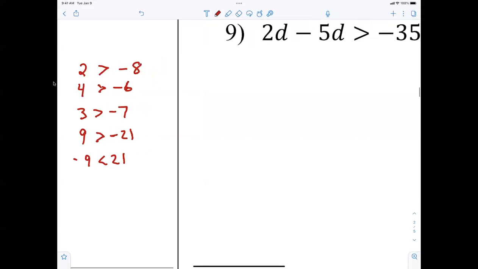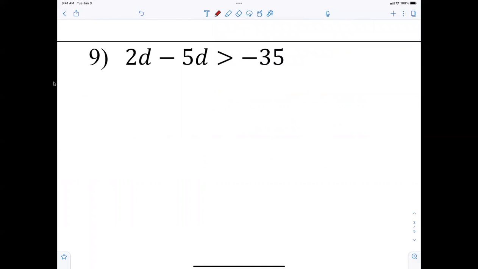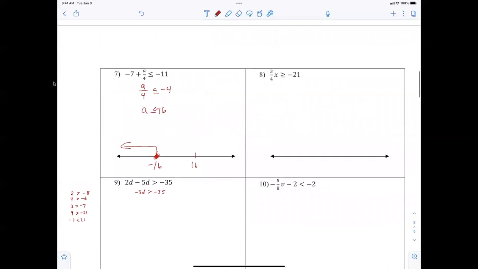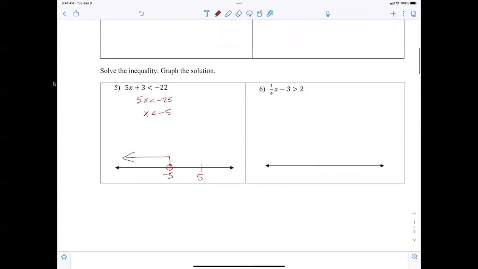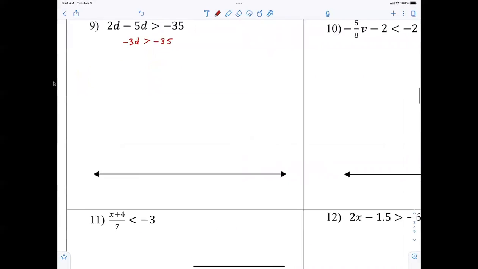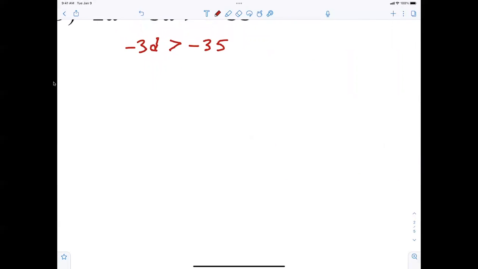All right, so now what does that mean? Up here, 2D minus 5D is what? It's -3D is greater than -35. Hold on one second. All right, and so now what do I do? Divide. So everybody's just going to say D is less than 35 over 3. All right, that's how easy these problems are.